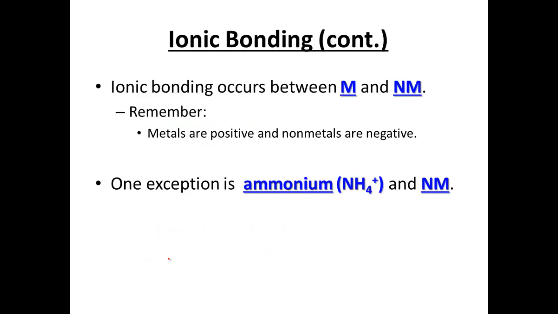Now a couple words to remember. Ionic bonding occurs generally between a metal, abbreviated M, and a non-metal, Nm. Remember, our metals, on the left-hand side of the periodic table, are positive, and our non-metals, on the right-hand side of the periodic table, are generally negative. So the positive and the negative part is what's holding them together. One exception, however, is ammonium, NH4, a positive non-metal holding together. So ammonium is one of our only positive non-metals.